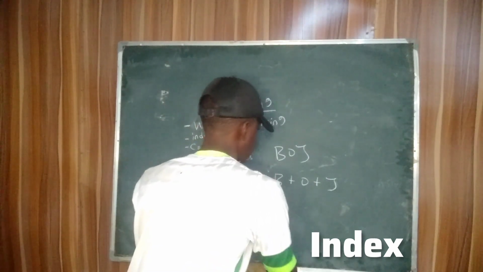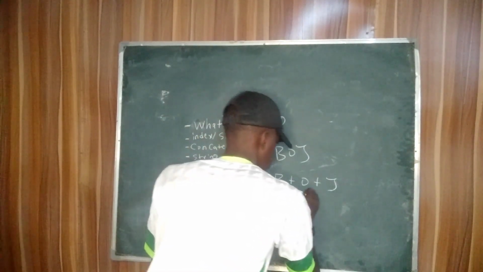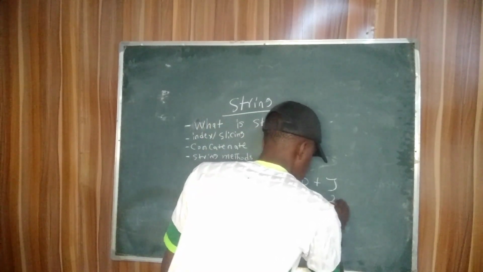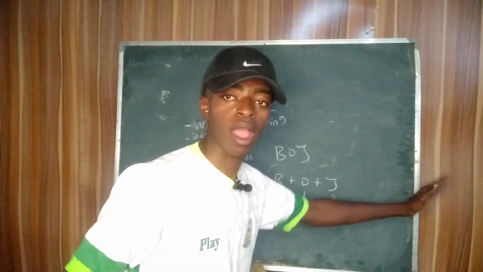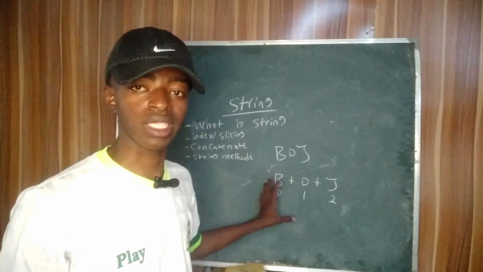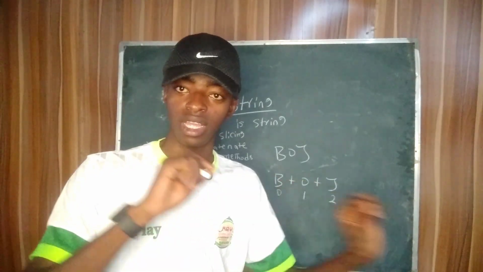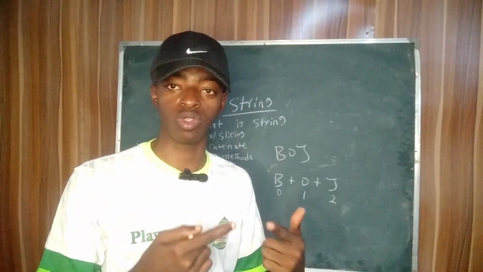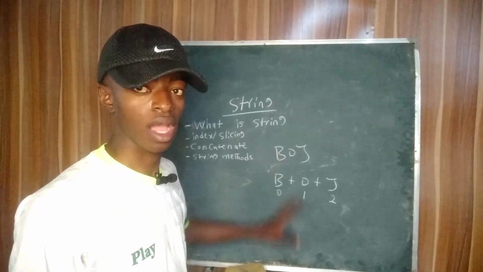So the first character, which is B, is going to have a 0. Then the second character is going to be 1. And then the third is going to be 2. If we have more, it's going to be 3, 4, 5, all the way to the end of the characters. So this is how computer looks at a text. This is why it's called a string. String, but string of what? Characters joined together. So this is what a string is. I hope you understand.